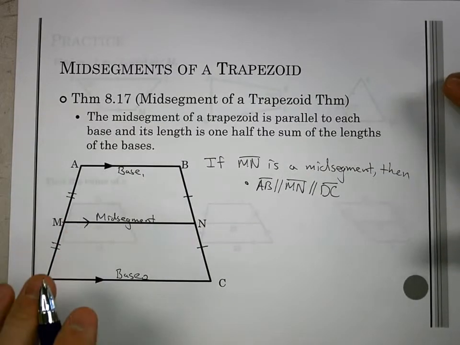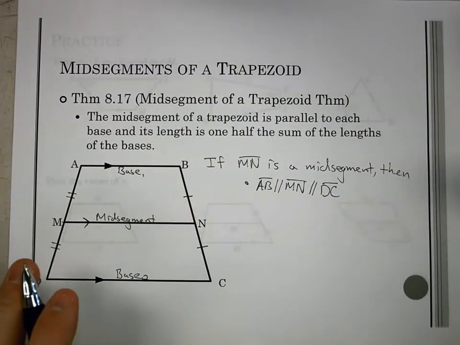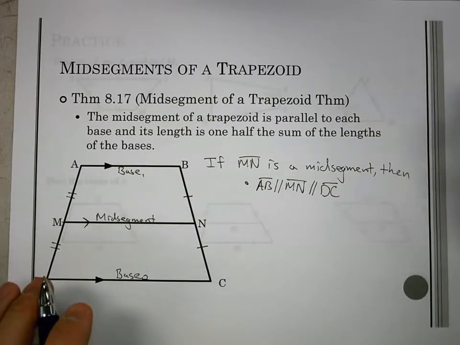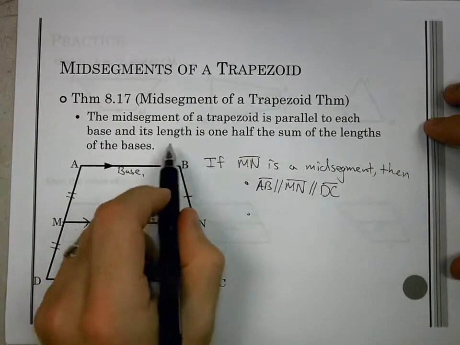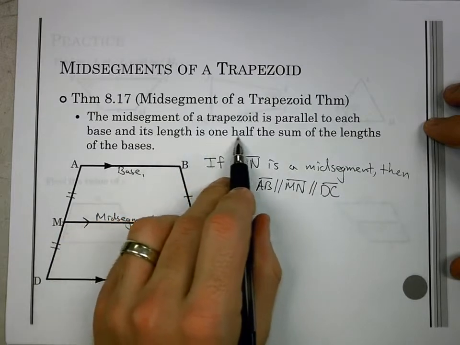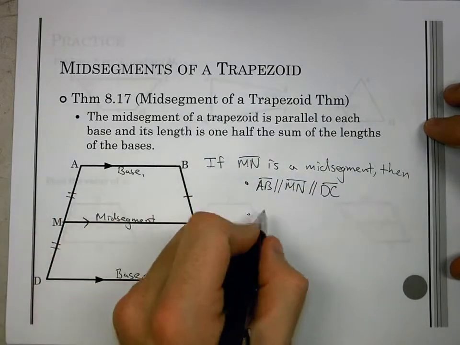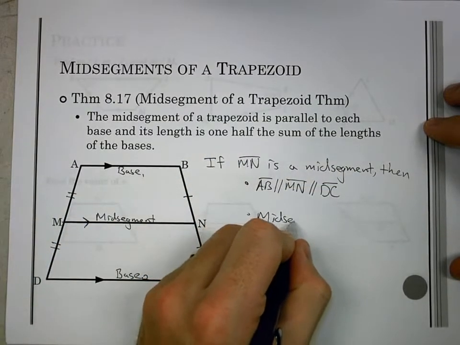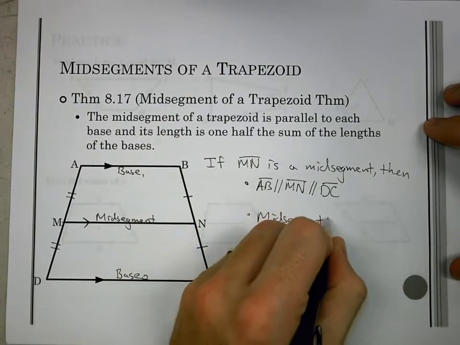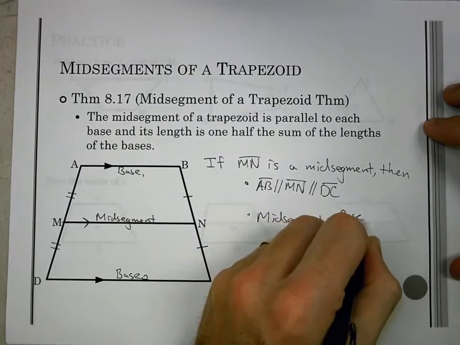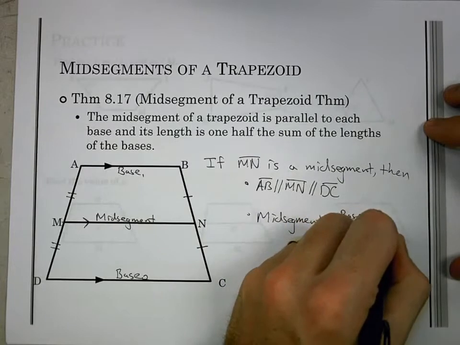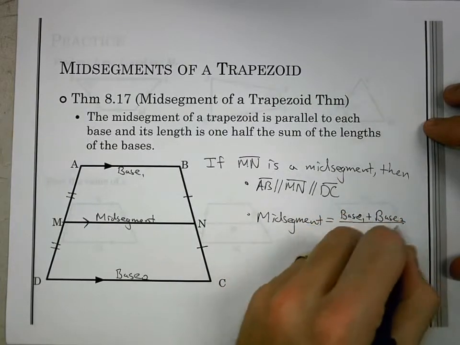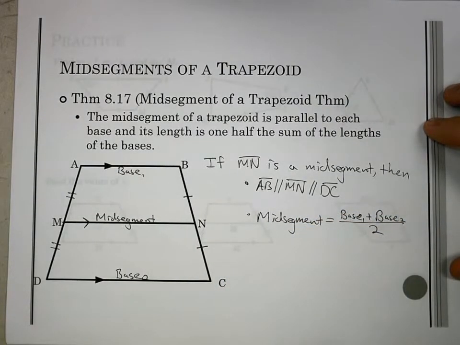If they had it on a graph, we could look at their slopes to see if they all would have the same slope. But what we're really going to use it for is what it says here. The length is 1/2 the sum of the lengths of the bases. So the midsegment is equal to base 1 plus base 2 divided by 2.